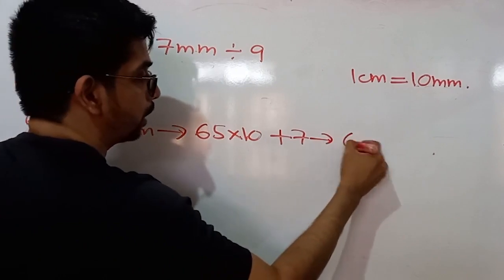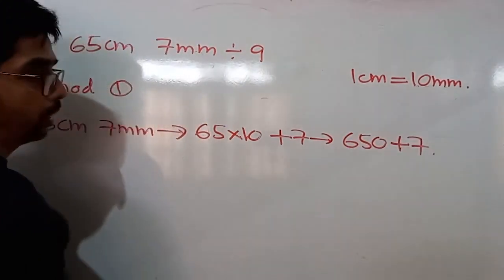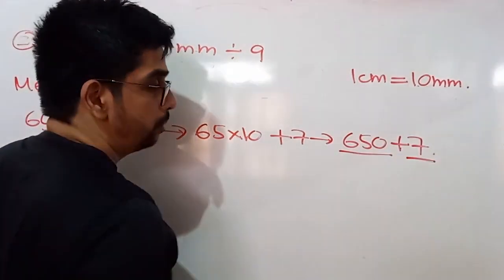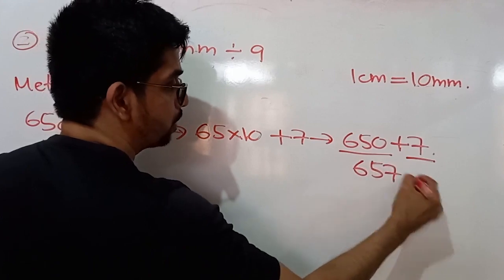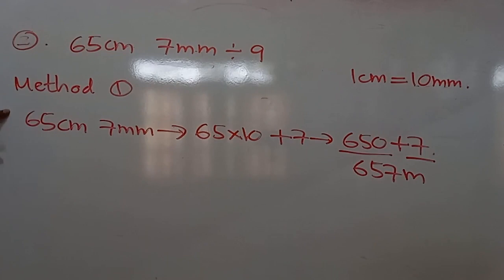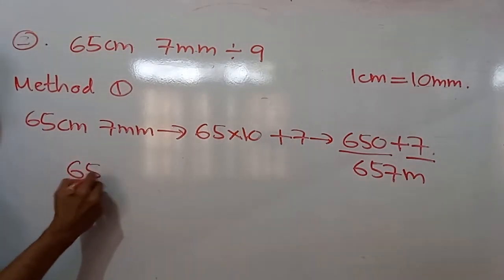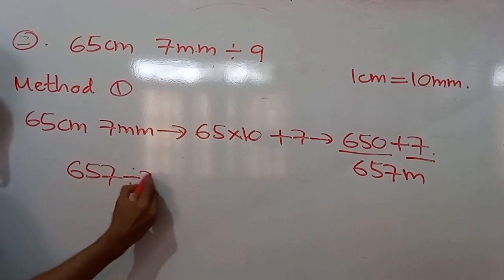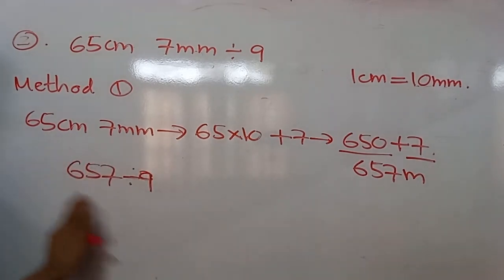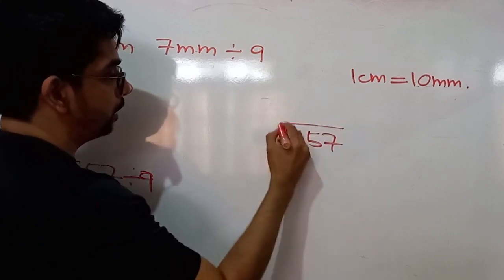Okay, so we will get 650 plus 7. Now these are millimeters, and these are also millimeters. So we get 657 millimeters. Now pause the video and write this down. Right? So now we take 657 and we will divide it by 9. Pause the video and write it down. Write these down: 657. So we will divide this by 9.